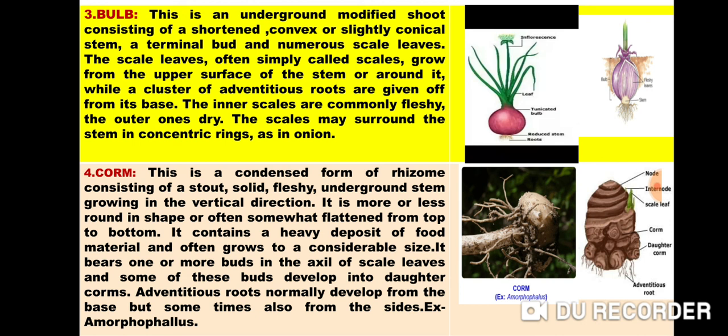The inner scales are commonly fleshy and the outer ones dry. The scales may surround the stem in concentric rings as in onion. The best example is onion.